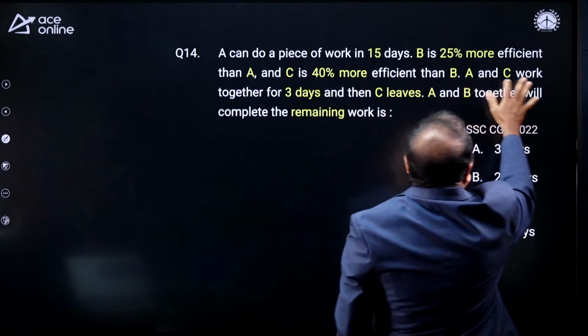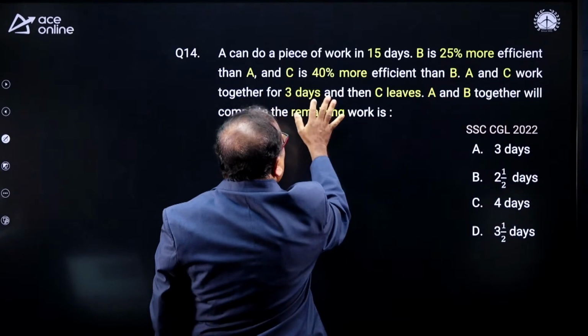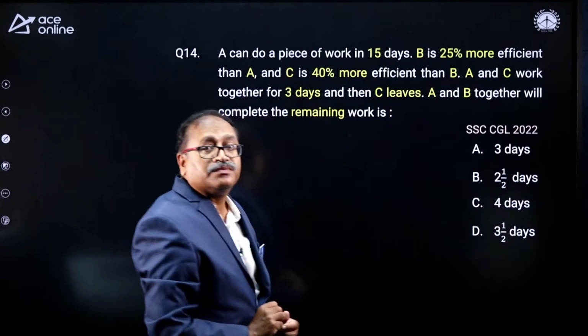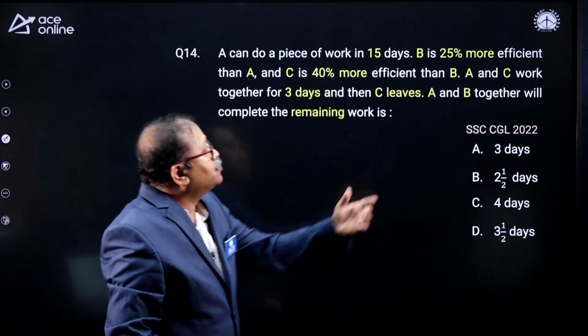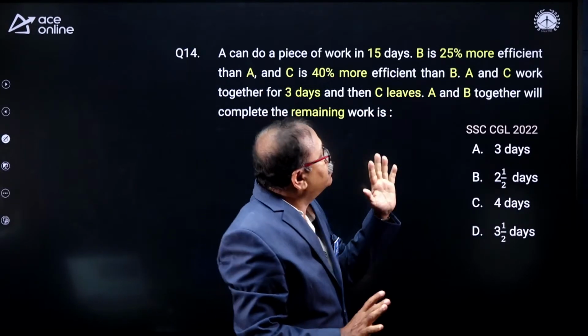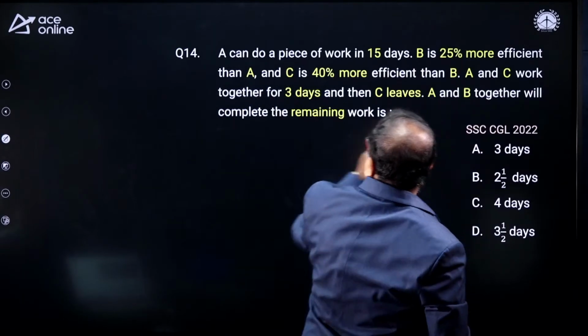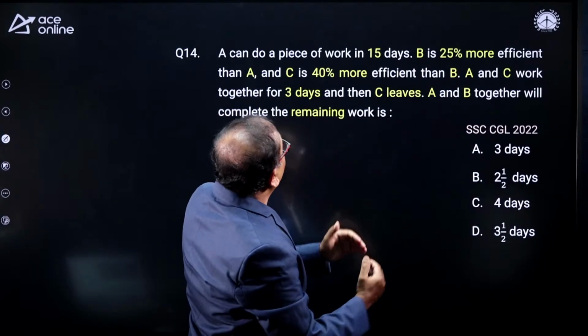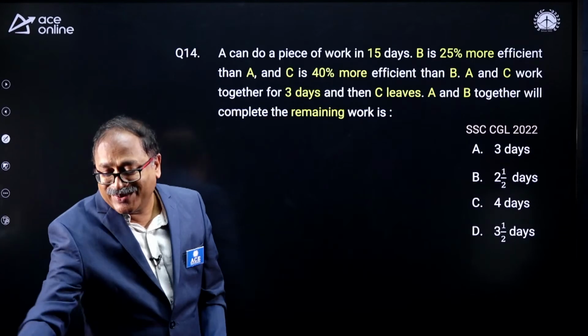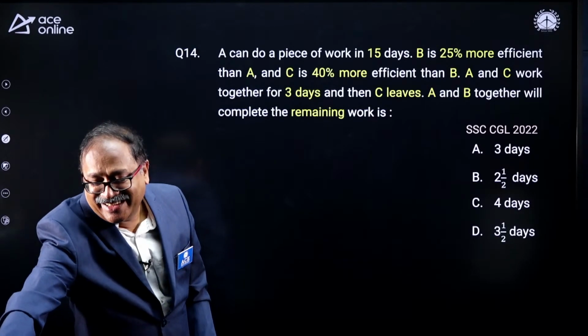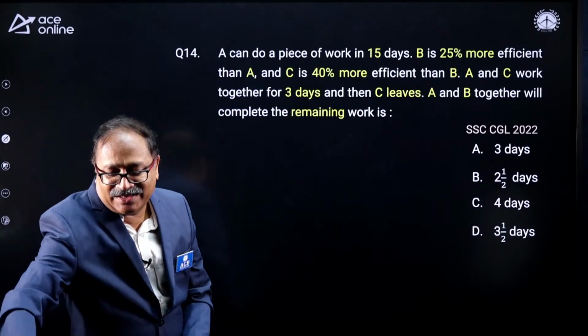Coming to the next, A and C together have worked for 3 days and C leaves. A and C together work for 3 days and C leaves. Agreed? Now A and B together will complete the remaining work in how many days? How do we find it out? Okay, let's work this out.